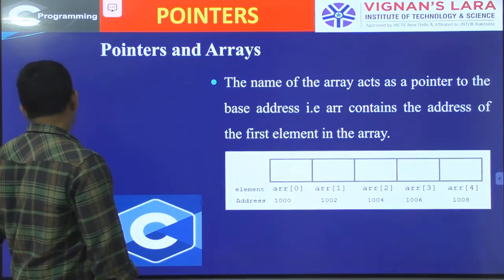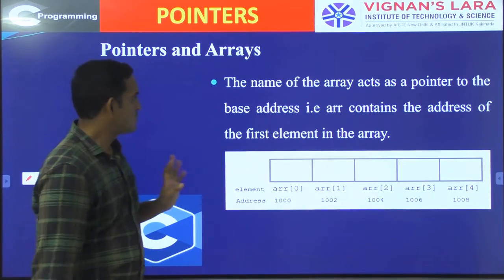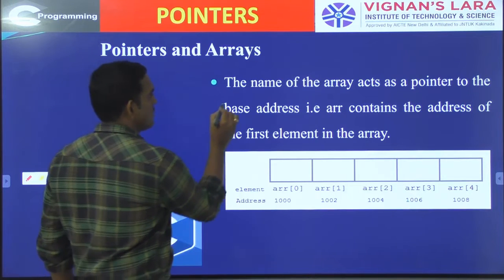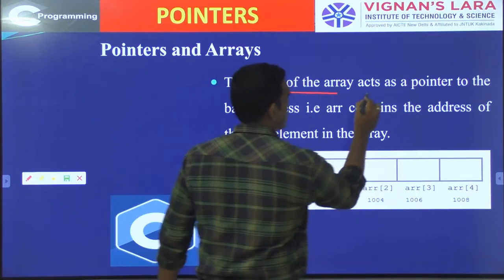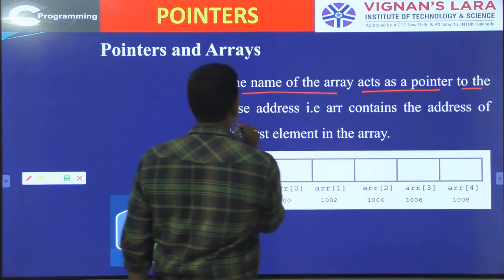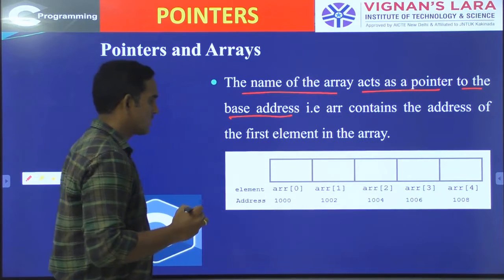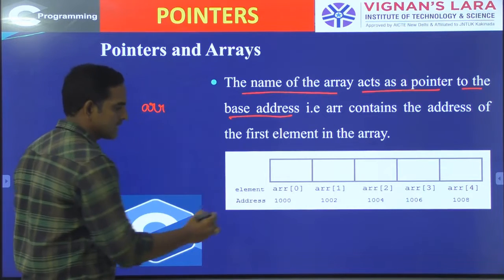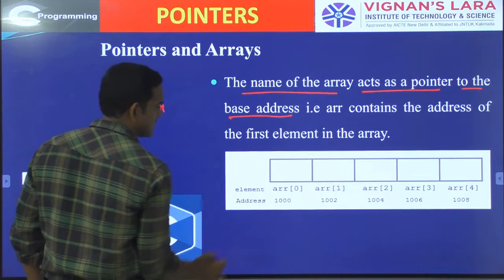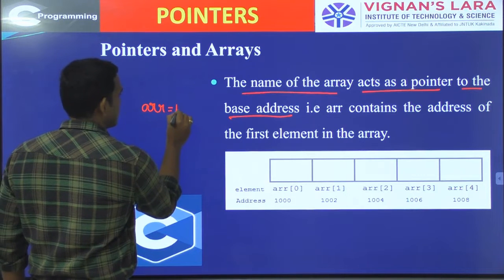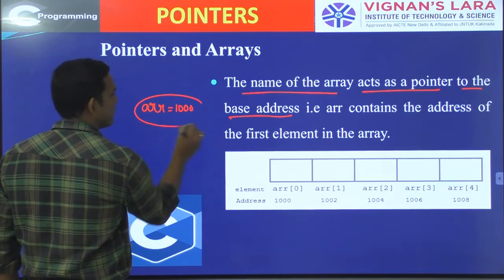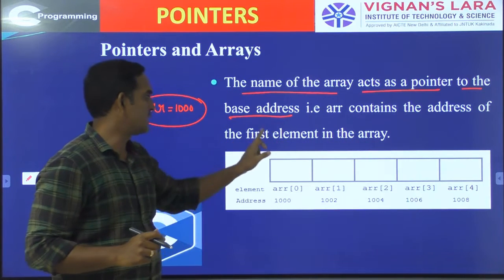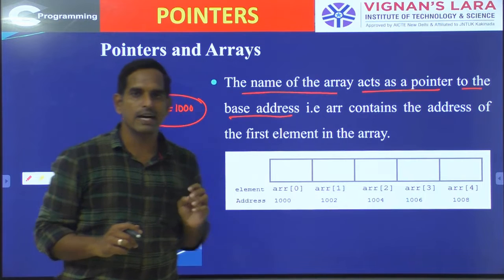Now with this, what is the relation between pointers and arrays? The name of the array acts as a pointer to the base address. What is the name of the array? ARR will act as a pointer to the base address, that is, ARR will contain 1000 by default. That is, ARR contains the address of the first element in the array.